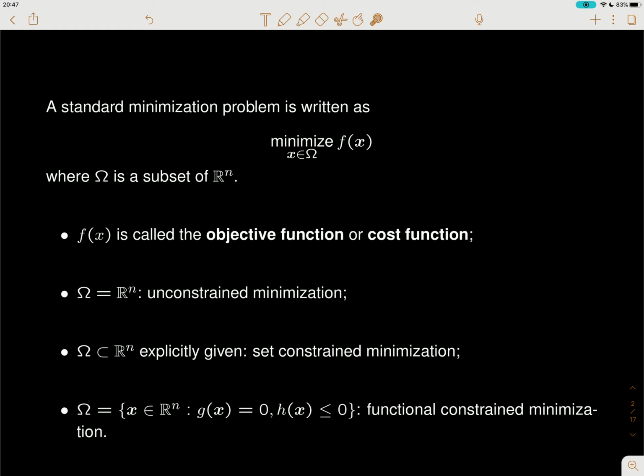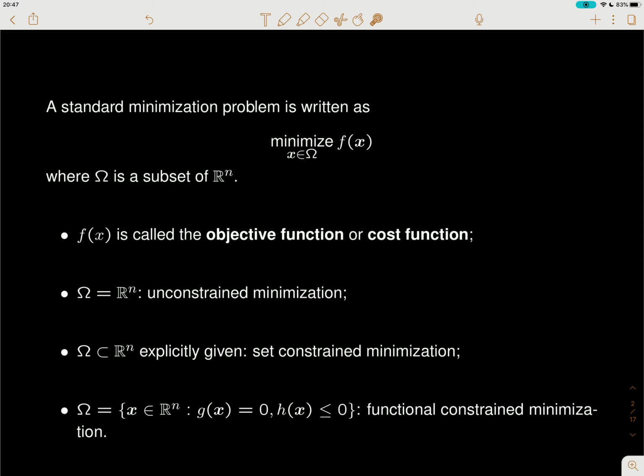The reason is this specifies the equality and inequality constraints. So if you have some other constraints like h of x greater than or equal to 0, then you can convert it to this form by taking a negative sign on both sides. So this is pretty general, in the sense that you can usually convert other types of constraints into this form. And this kind of constraint is called functional constraint minimization.